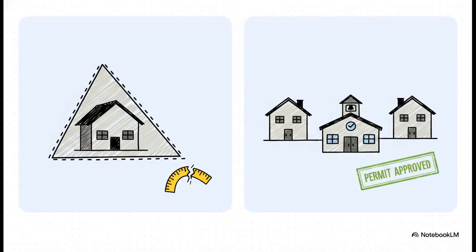All right, let's clear up two terms that students mix up all the time: variance and special exception. A variance is permission to break a rule because you have some kind of unique hardship, like a bizarrely shaped lot that makes it impossible to follow the rules. A special exception, which is sometimes called a conditional use permit, is for something that's already allowed in that zone, but you just need special permission to do it. A daycare or a church in a residential neighborhood is a perfect example.